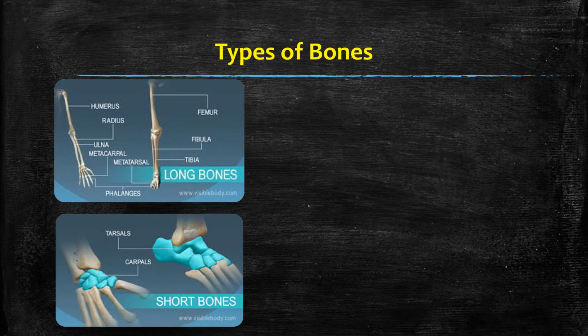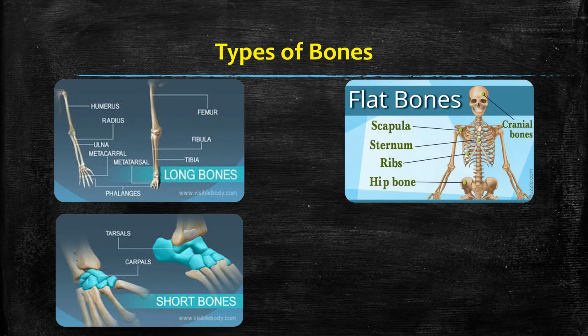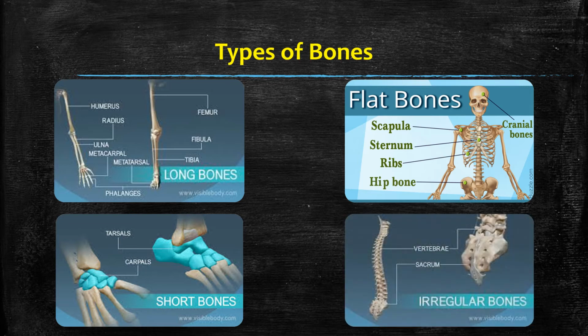Next type is short bones. Structure of these bones is short and hence these are called as short bones. Tarsals and carpals are the examples of short bones. Next one is flat bones. Look at the picture. Scapula, sternum, ribs, hip bones, cranial bones. These bones are flat in shape and hence they are called as flat bones.